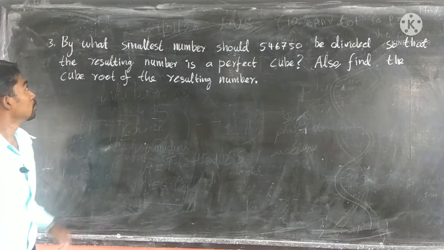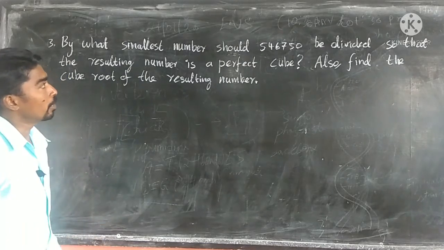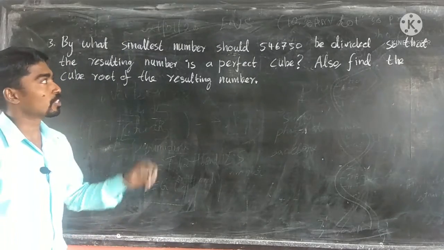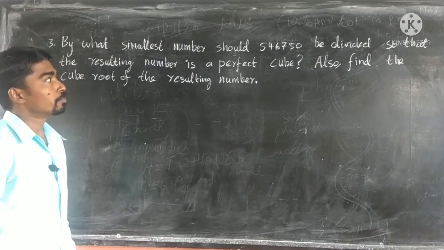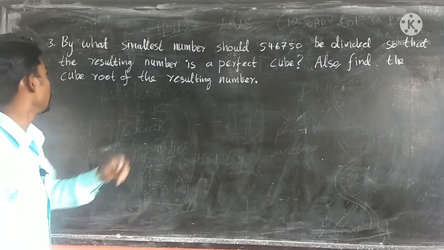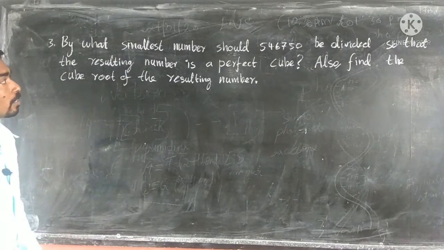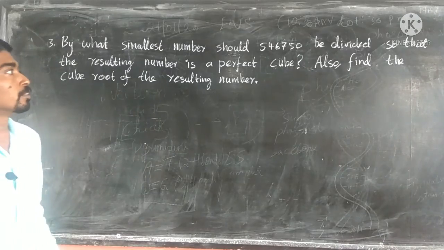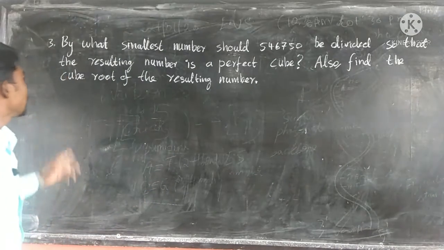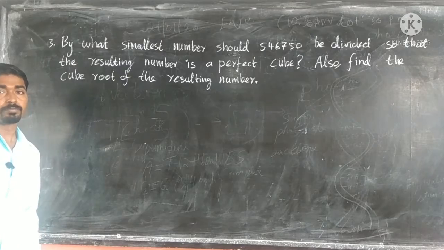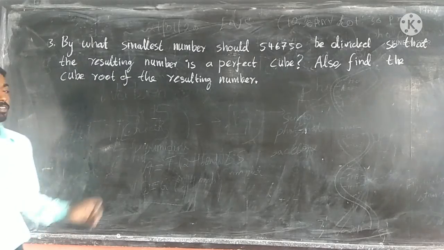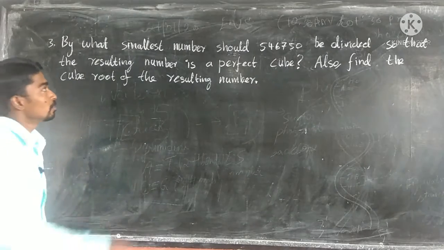Question number 3. By what smallest number should 5,46,750 be divided so that the resulting number is a perfect cube? Also, find the cube root of the resulting number. First, we are going to factorize this number.